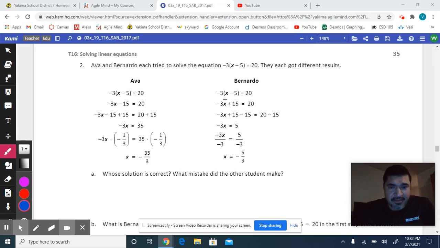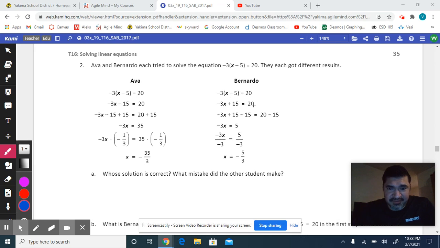Let's see if Bernardo did that correctly. So negative 3x, that is correct. Negative 3 times negative 5 is a positive 15. So Bernardo is the one so far that is correct. A lot of the things here are done correctly, and they did all this work and did a nice job, but because they made a mistake right here from the beginning, their answer is off. Okay, let's check out Bernardo's work, see if he did okay.